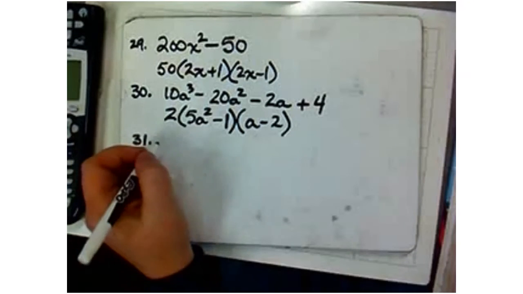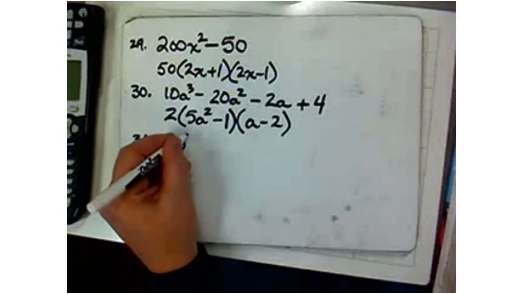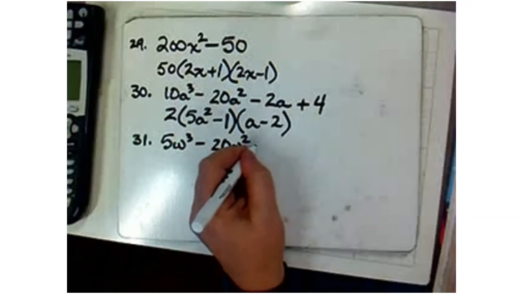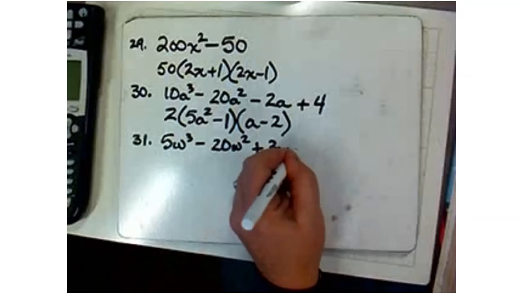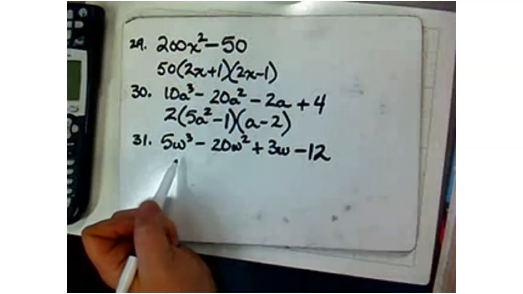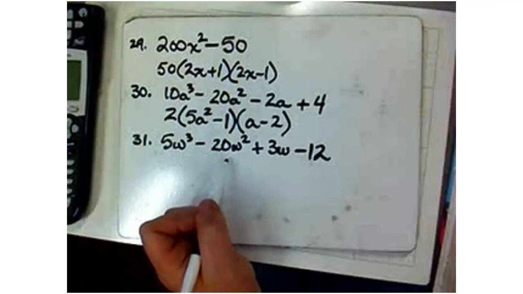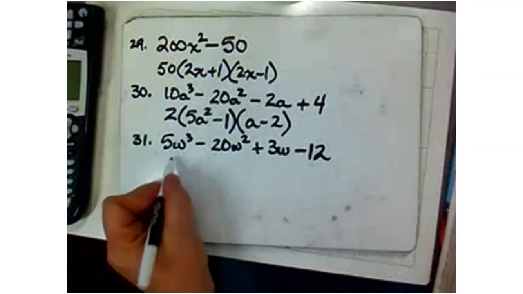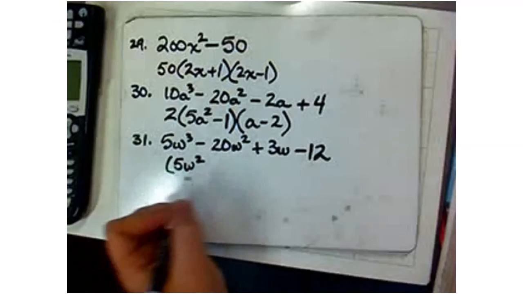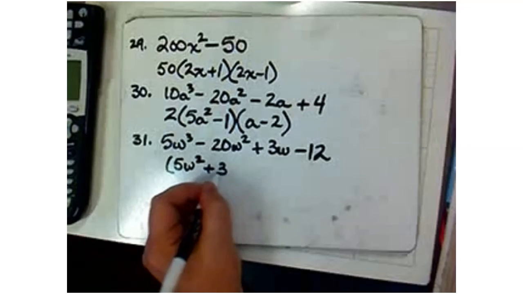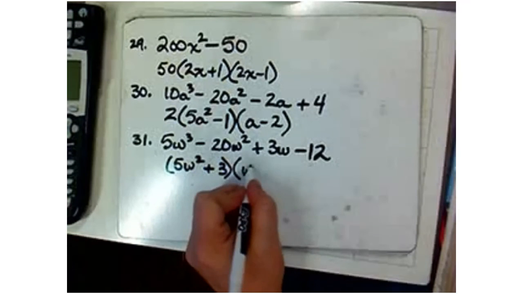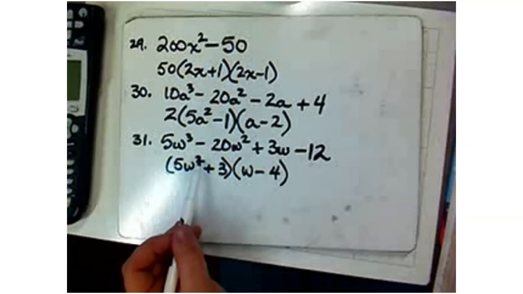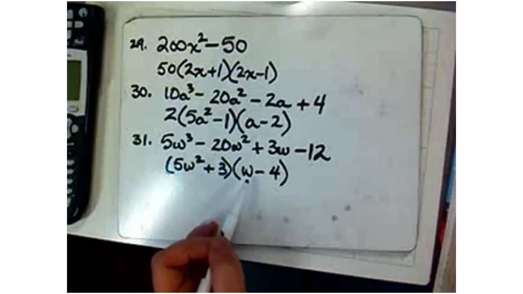Number 31 is 5w to the third power, bring it on down, minus 20w to the second power, bring it on down, plus 3w minus 12. And the answer is open paren, 5w to the second power, plus 3, close paren, open paren, w minus 4, close paren.